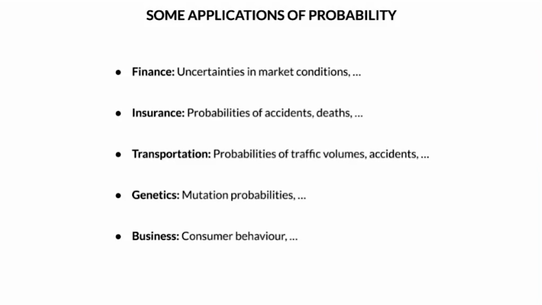Because there are uncertainties everywhere, in market conditions, in the domain of finance. Probabilities of accidents and deaths are also possible things. We need to model them in terms of probabilities. Then only we can understand what kind of insurance plan we should design.